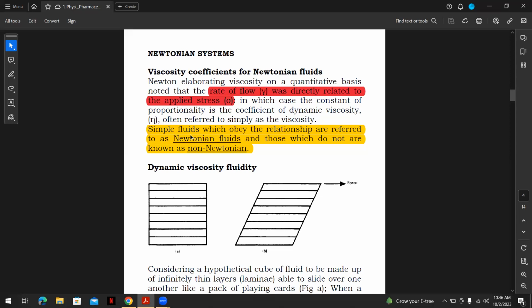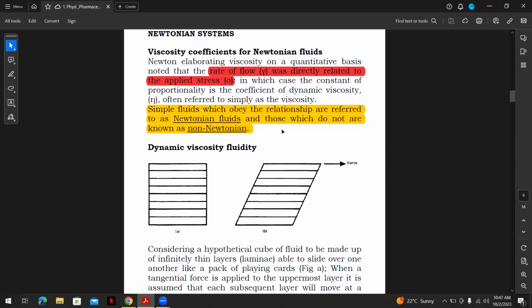The rate of flow is directly related to the applied stress, in which case the constant of proportionality is the coefficient of dynamic viscosity, which is simply just viscosity. So Newtonian fluids are the ones which obey the relationship where applied stress is equal to the proportionality constant, viscosity, times the rate of flow. Am I clear? Yes, it's good.